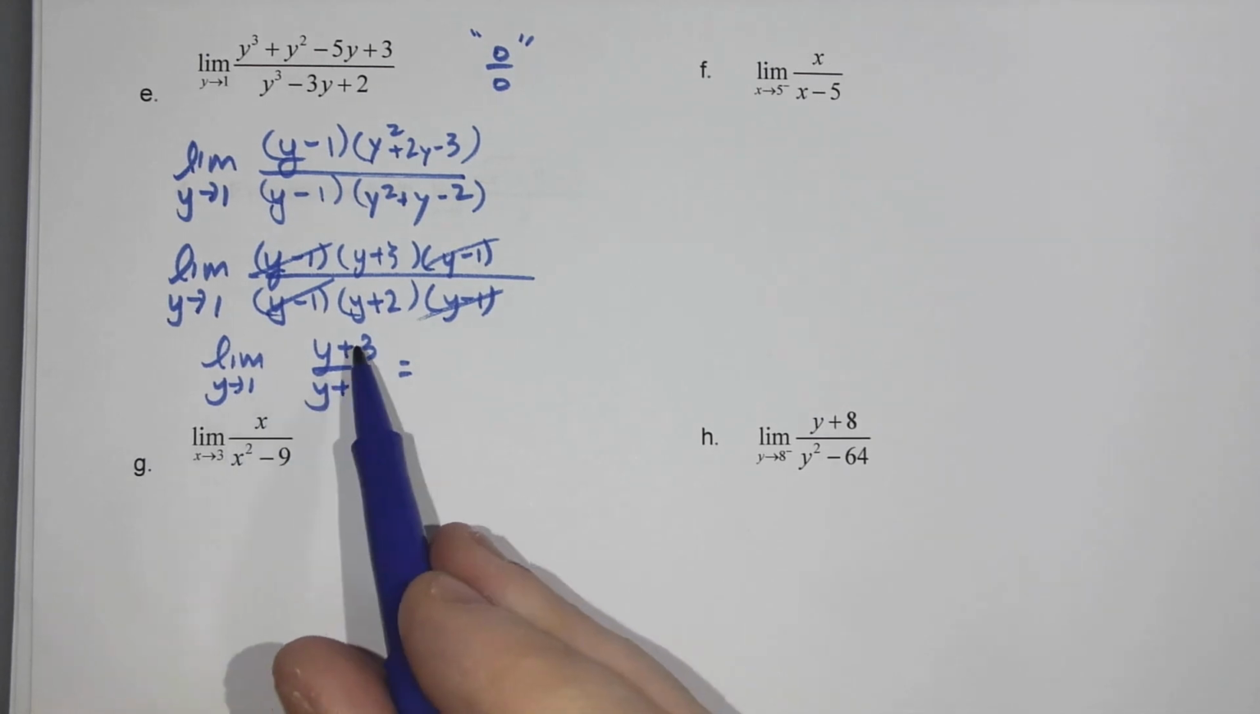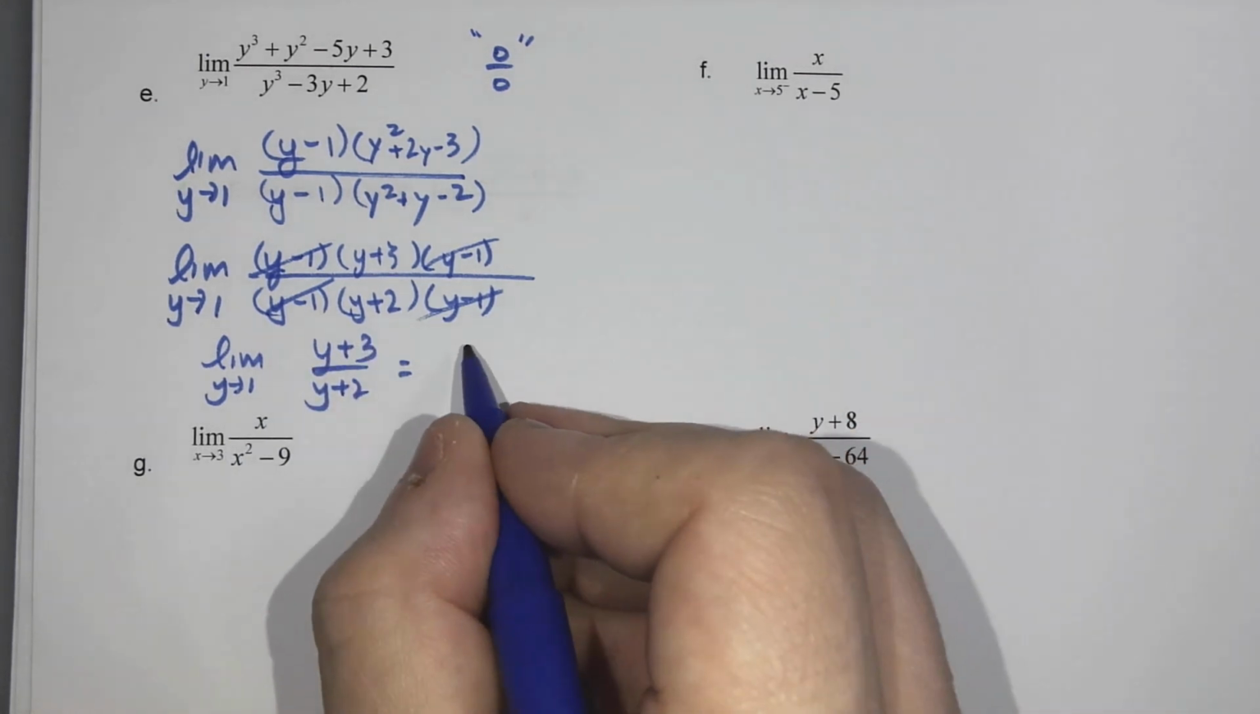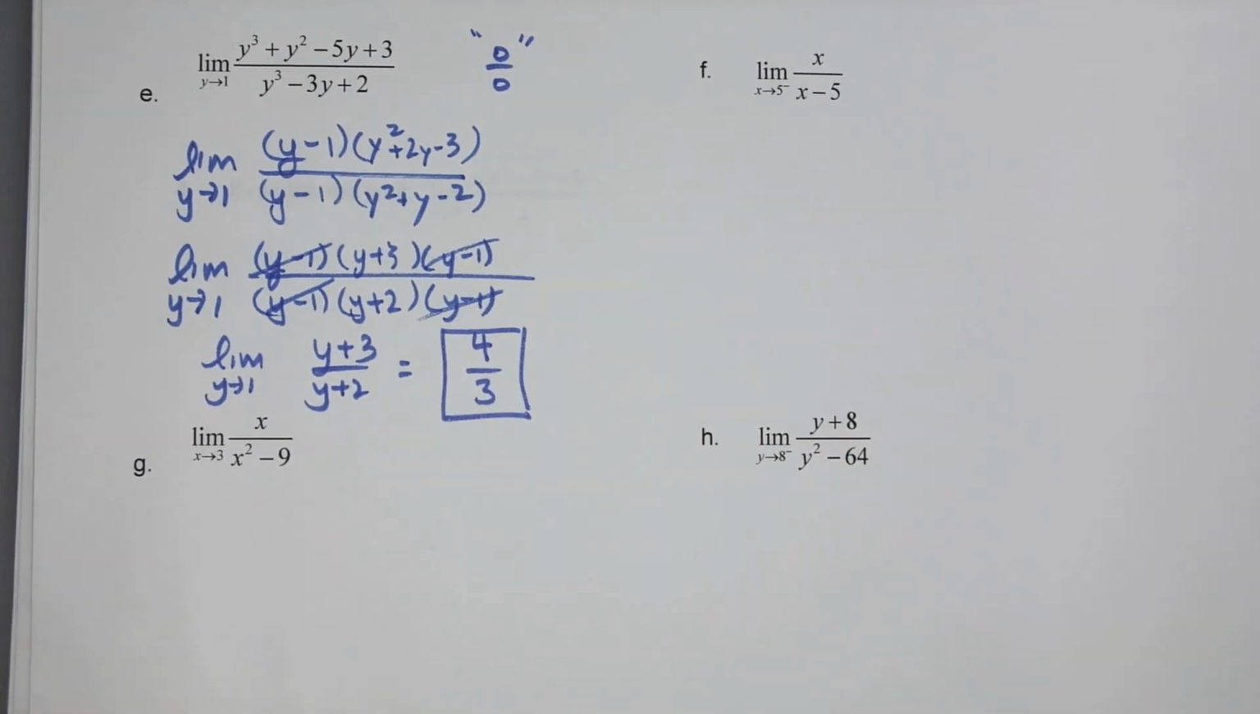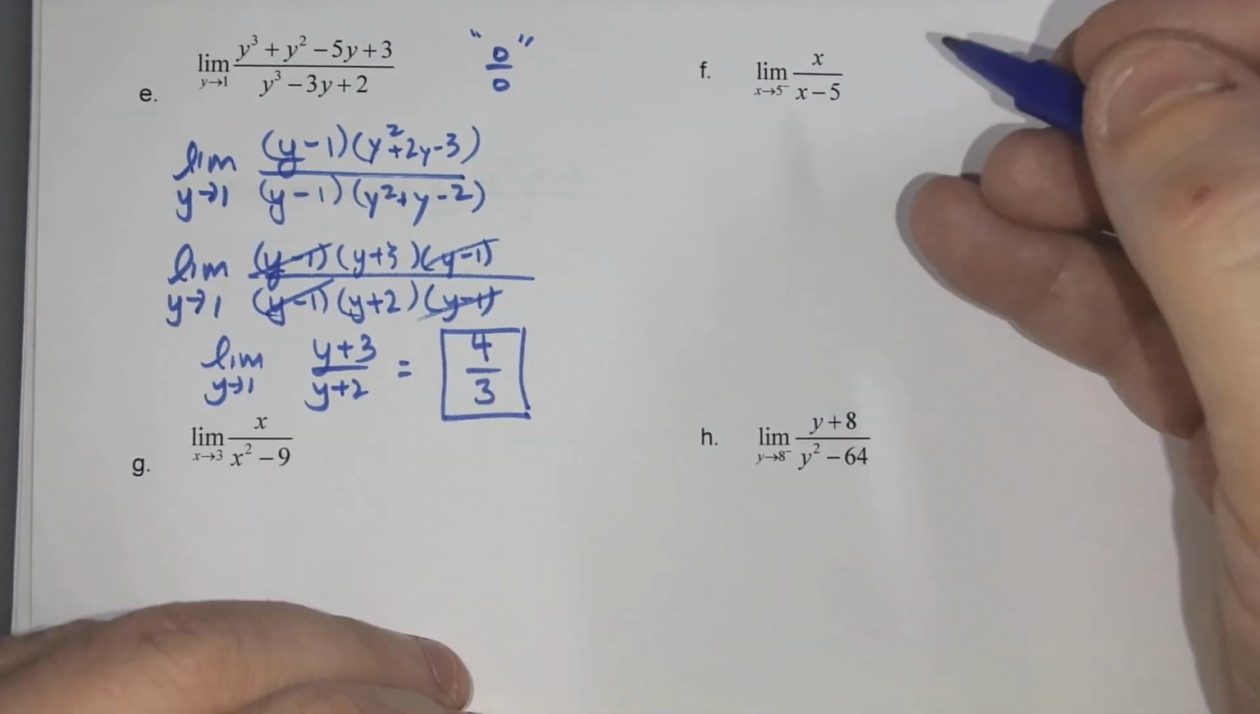And now if I just plug in 1, what do I get? 1 plus 3 is 4. 1 plus 2 is 3. And that's fine, right? That's unambiguous, so we're done.